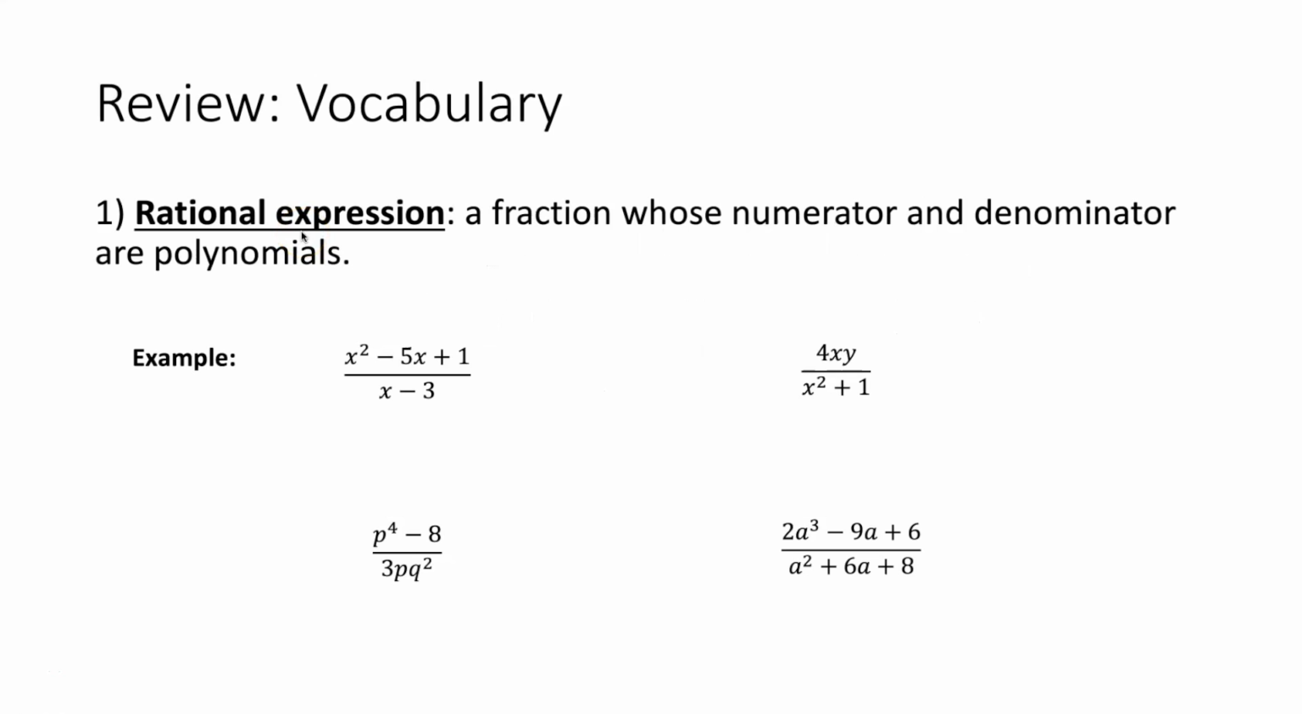Cowabunga! First thing we're going to talk about is a rational expression. That would be a fraction whose numerator and denominator are polynomials. So down here you can see 4 examples of rational expressions. They're just fractions whose numerators and denominators are polynomials.